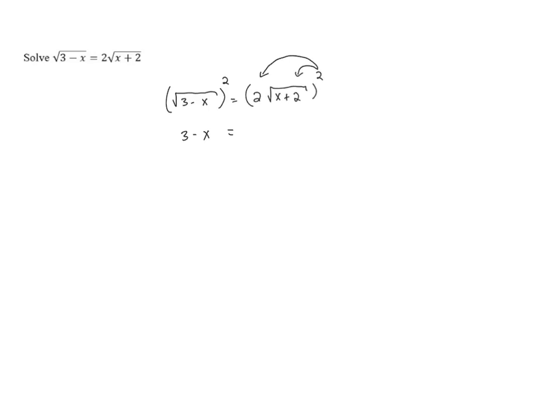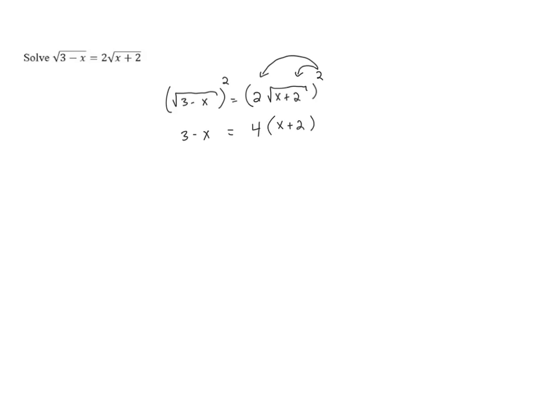Now we have to be very careful here and do these one at a time. If we take 2 and square it, we know that 2 squared is just 4. So we're actually going to square the 2 in that situation. In the other case, when we're taking the square root of x plus 2 and squaring it, we know that squaring a square root gets rid of the radical. So in this case, this factor is going to be x plus 2.